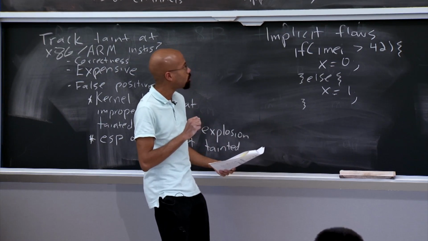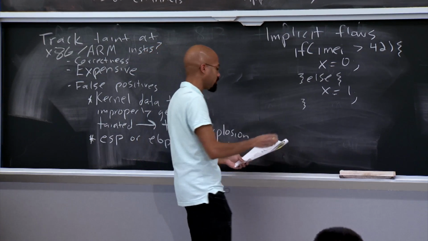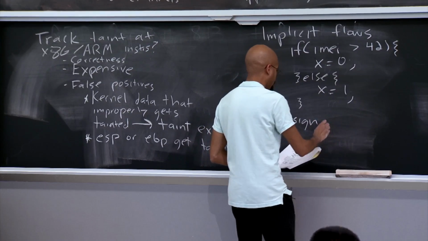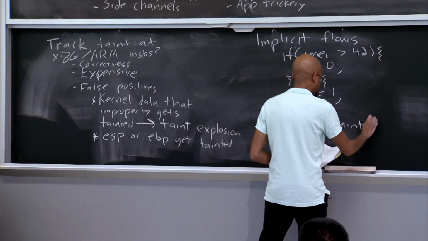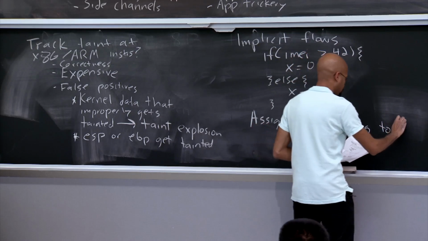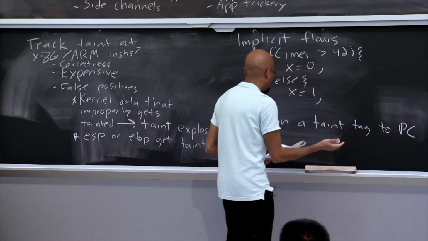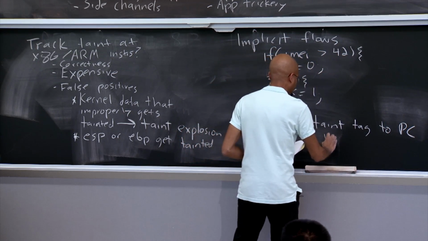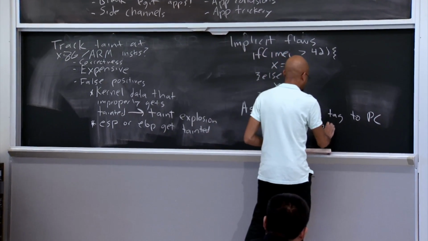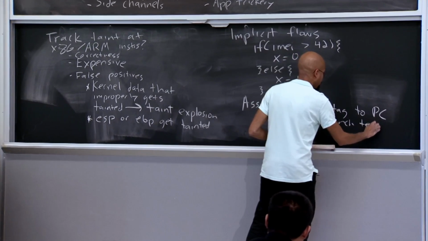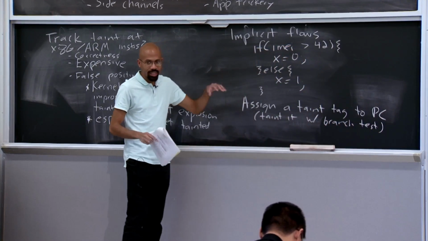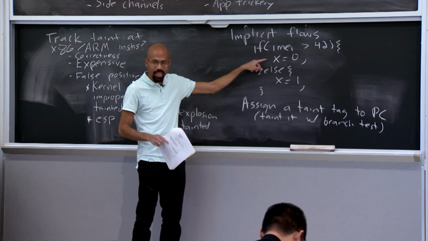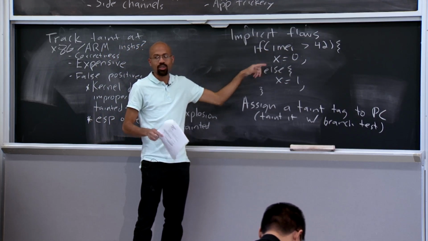And at a high level, one approach you can do to try to prevent this stuff is you can actually assign a taint tag to the PC, right? And then essentially you taint it with the branch test, basically. So the idea here is that we as humans can look at this code here, and we can tell that there's this implicit flow here because we know that somehow to get here, we had to look at the sensitive data. So what does that mean at the implementation level?